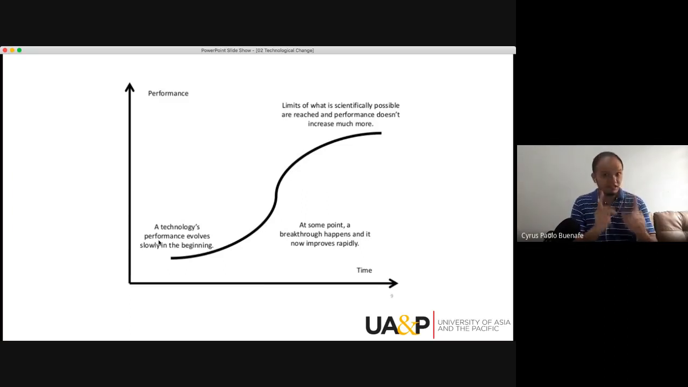Now, at some point, a breakthrough happens, and now it improves rapidly. Of course, the reason why it starts to improve is because now you're getting a hang of the technology. You have an idea of how it's going to work. Because you have some idea of how it's going to work, it's easier for you to actually implement improvements to that technology. It's getting faster and faster. At some point, a breakthrough would happen, and things start to really just skyrocket.